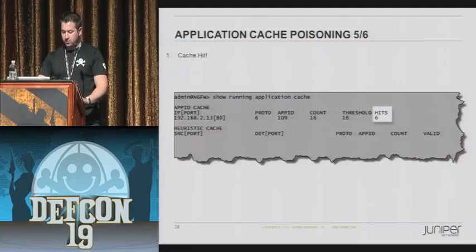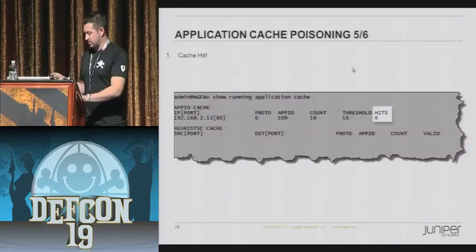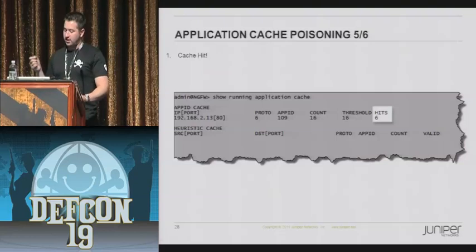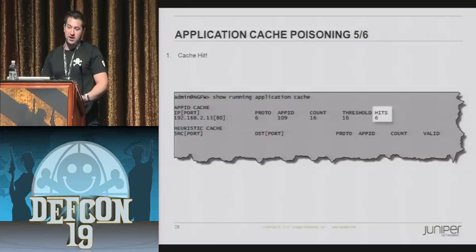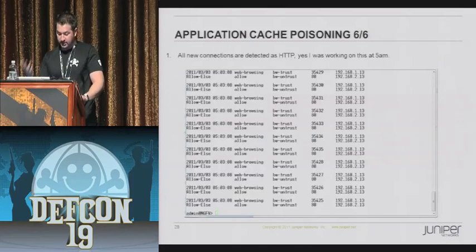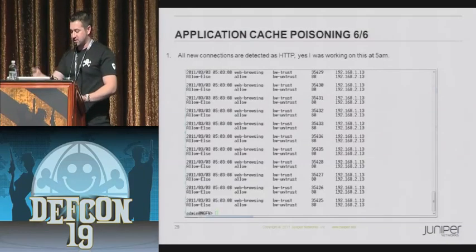And we can see here now that we're getting cache hits every time. The count is the threshold of how many they need to see before they actually put an entry in the app cache. The hits is how many we're getting now, which is saying, yes, this is a cache hit, it matches, but in reality we're sending SMTP, not HTTP. And that's exactly what the logs say, that this is all web browsing, when in fact it's not.